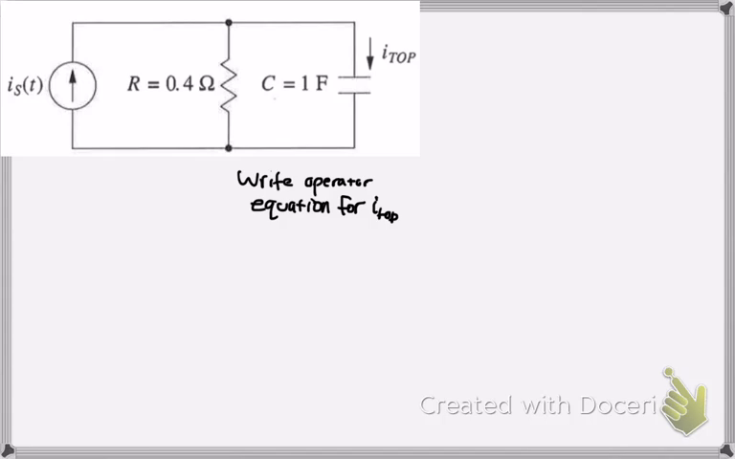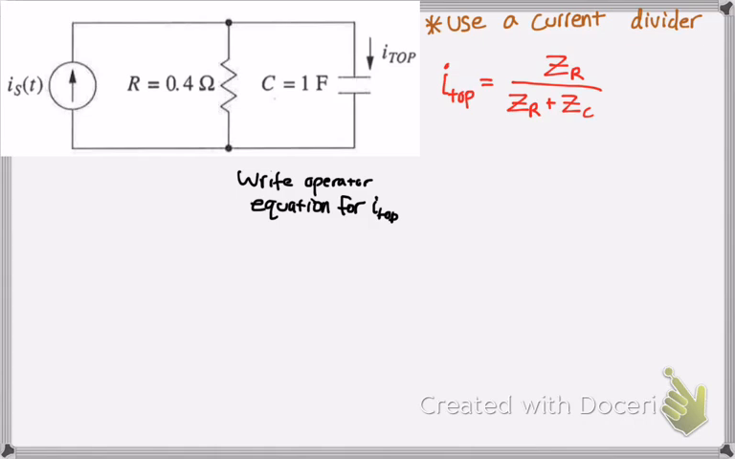So if you're trying to find the current going through that capacitor area on that right part of the circuit, you can write the operator equation simply by actually solving the problem like you normally would, by using a current divider. Now using a current divider, you know the formula for the current that you're looking for. If these were both resistances, you would do the impedance of the resistor, which is in the numerator, over the sum of the two components, which is the resistance and the capacitance.